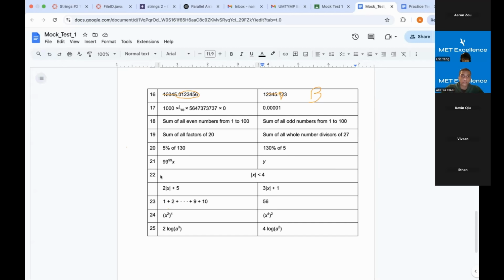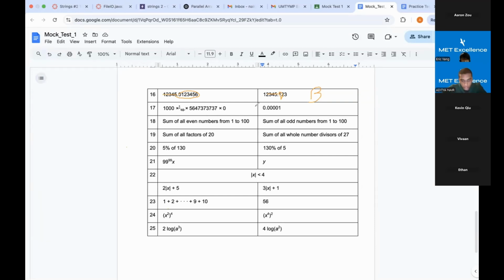But moving back on to 17, there's a multiplied by 0 on the final part for number A. Since it's multiplied, everything on column A will be equal to 0. And since 0 is smaller than 0.0001, side B will be bigger. So 17 will be B.